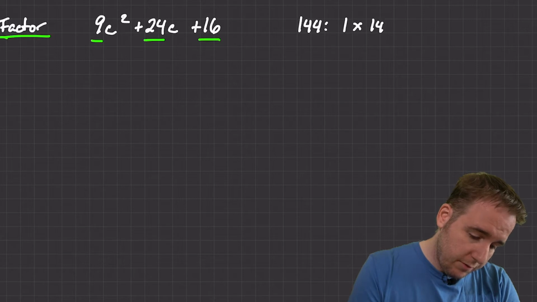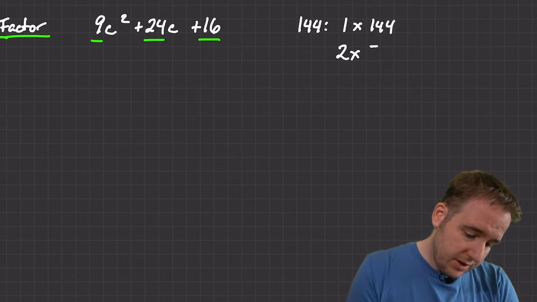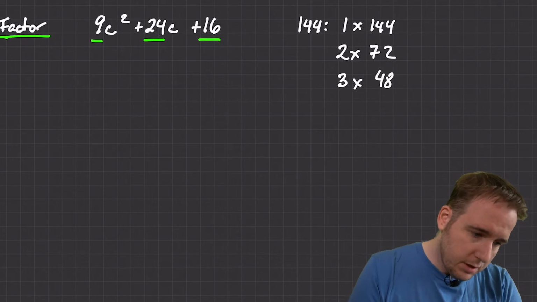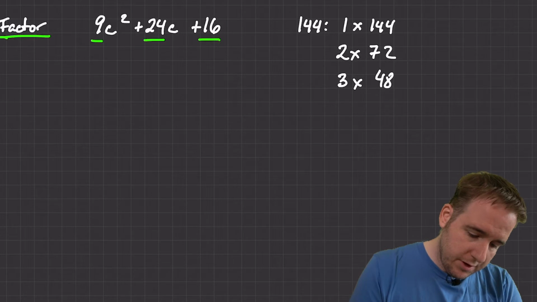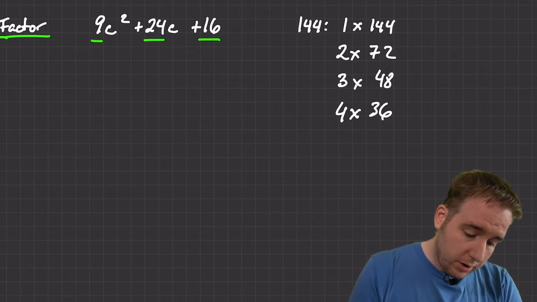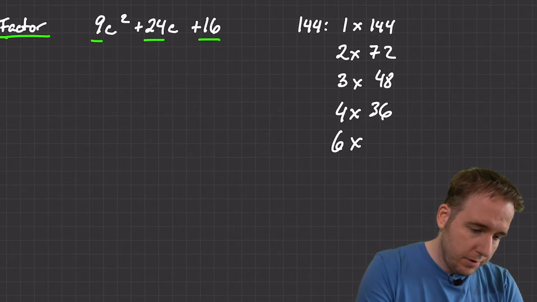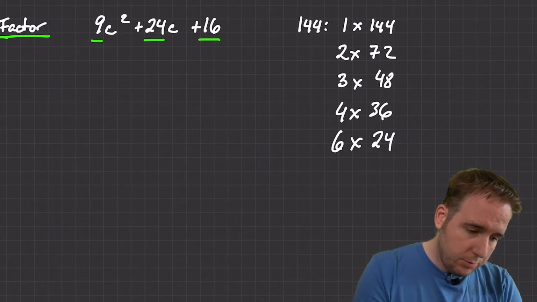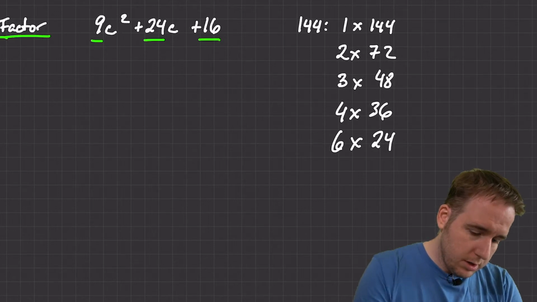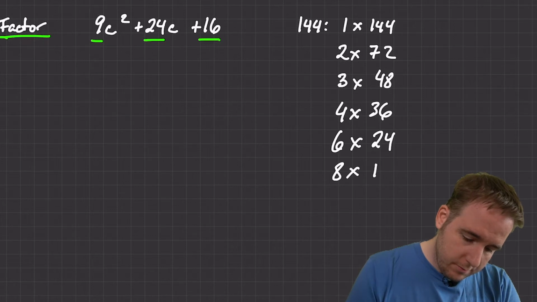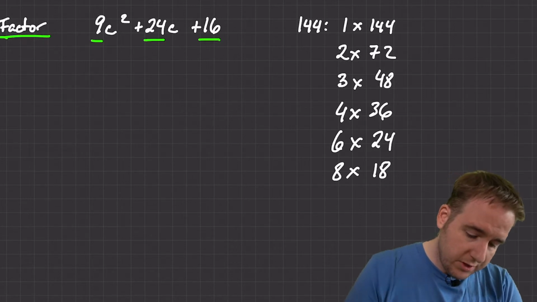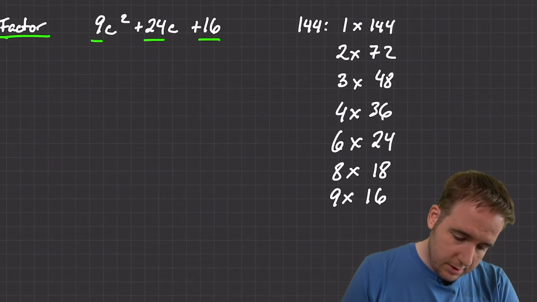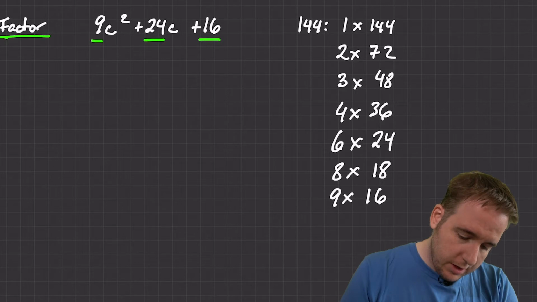1 times 144, 2 times 72, 3 times 48, 4 times 36, 5 will not work, 6 will work. 144 divided by 6 is 24. 7 will not work. 8 will probably work. 8 times 18. 9, of course, 9 times 16. 10, 11, 12, 12.